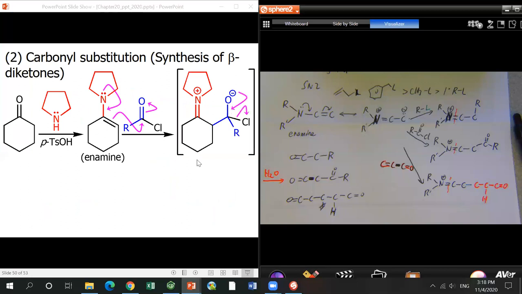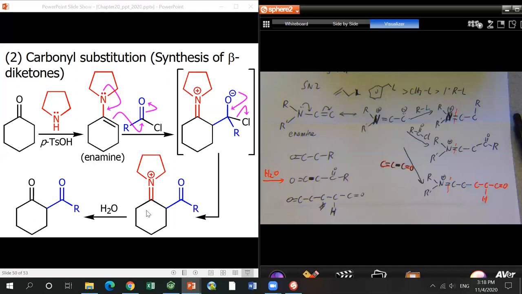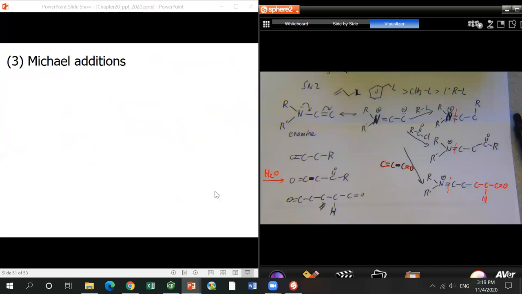Once the lone pair electrons on oxygen come back, they kick off the Cl, and give you the intermediate. Afterwards you just do the hydrolysis, which gives what we call beta diketones. So we have two ketones, alpha, beta. Beta diketones. And then the last one is the Michael addition.